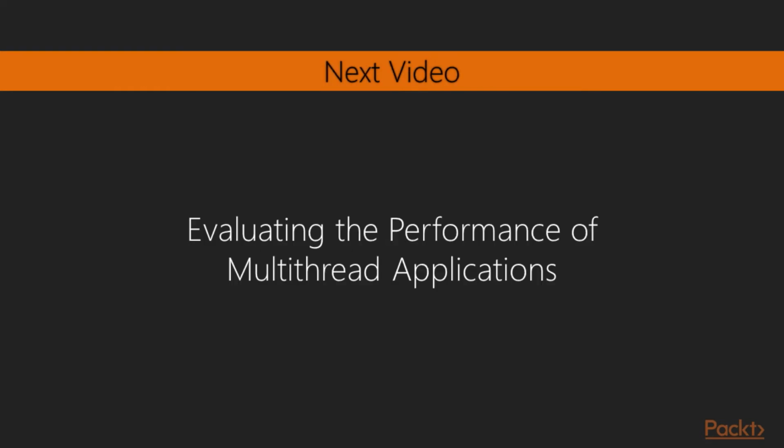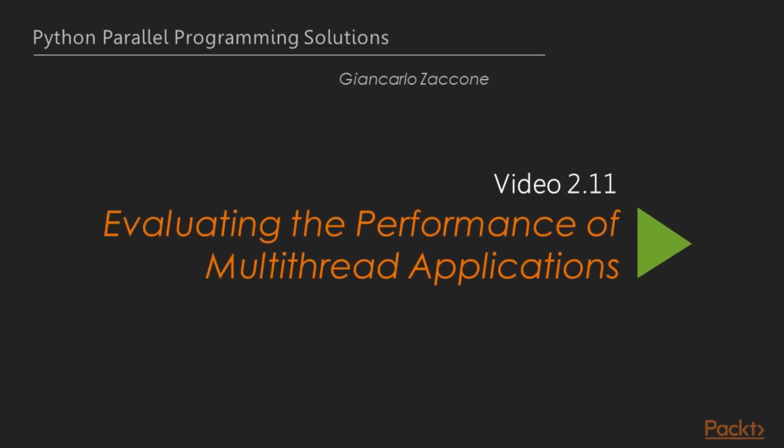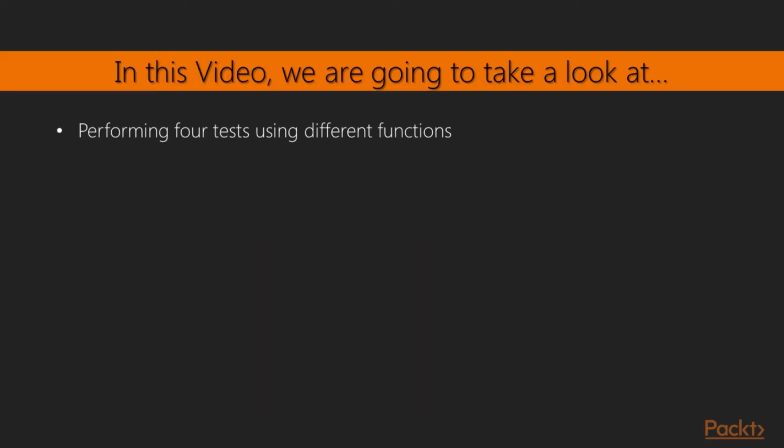In the next video, we'll evaluate the performance of multi-thread applications. In the previous video, we saw the thread synchronization with Queue. Here we are at the last video of this section, evaluating the performance of multi-thread applications. In this video, we'll perform a total of 3 tests, and for each test, we will use a different function.